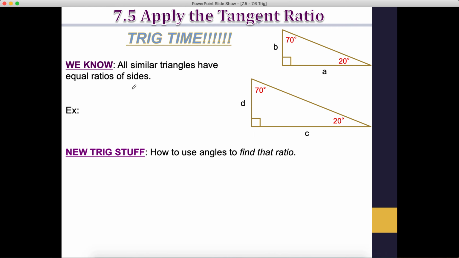So what we know, based on our similarity chapter, is that all similar triangles have equal ratios of sides. So for example, here I have these two triangles that are very clearly similar because of AA. They're both 20, 70, 90 right triangles. So what we could say is that the base to height ratio of the top one, A to B, is going to be equal to the base to height ratio of the bottom one, C to D.